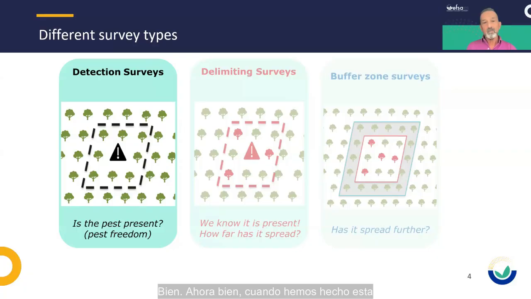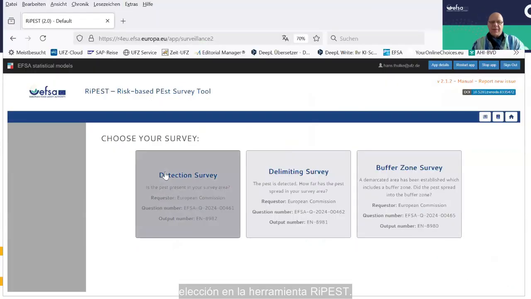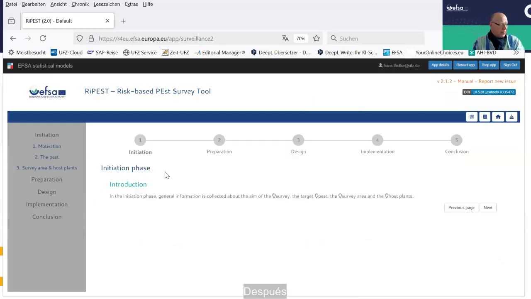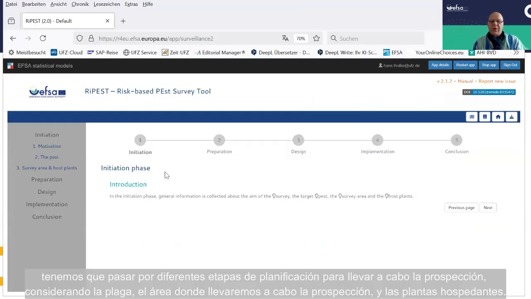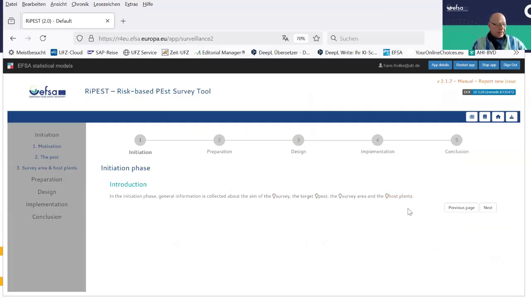Okay, now when we have done this choice in RiPest, then we have to go through different steps of planning for the survey, for the target pest, for the survey area, and for the host plants. Let's start immediately with this.